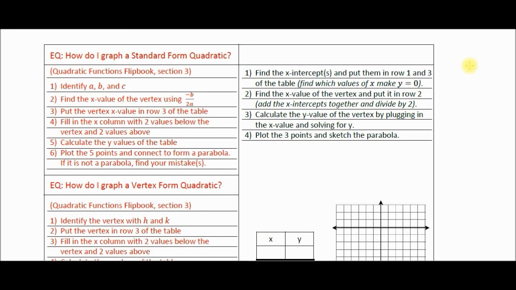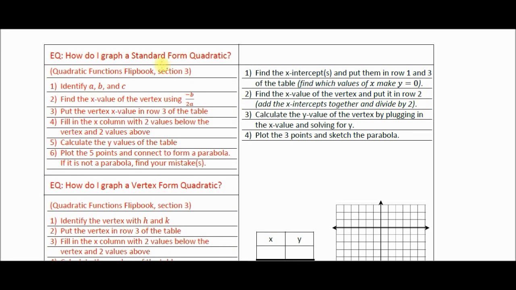Now the first one you see up here in the upper left-hand corner, the essential question is, how do I graph a standard form quadratic? And we did that in your quadratic functions flipbook section 3. Let's go over those steps real quick, and then I'll go over the next section, and then we'll pause the video. You can pause the video and write these steps down.